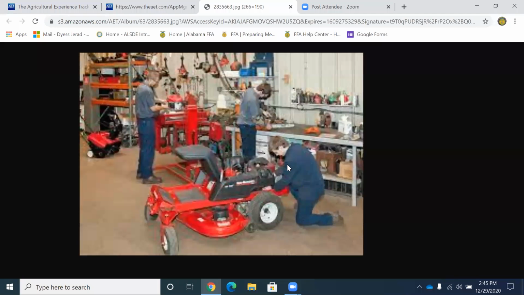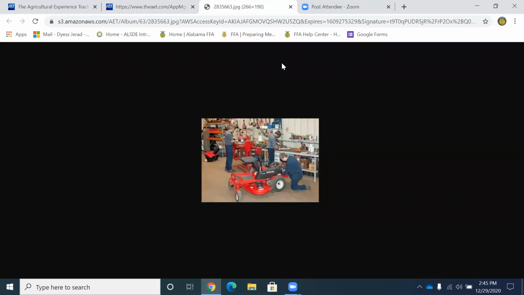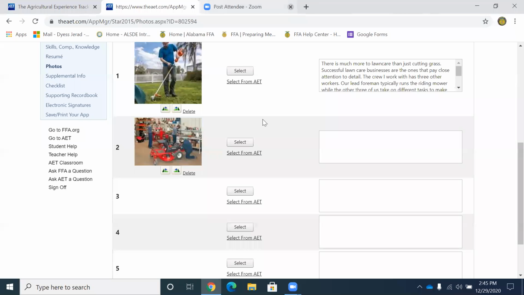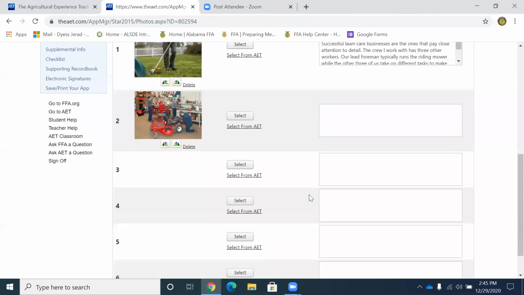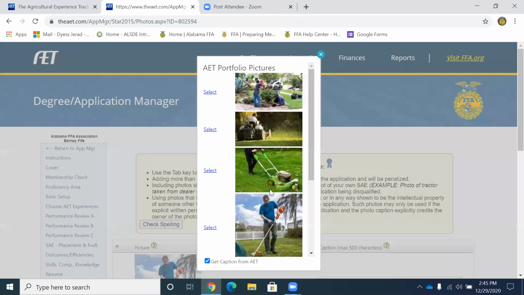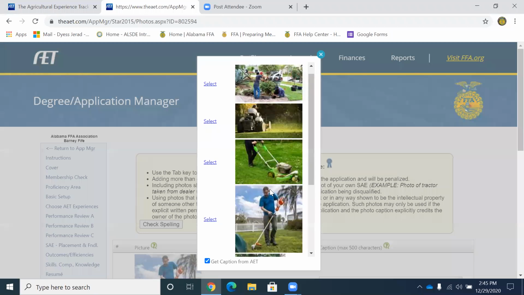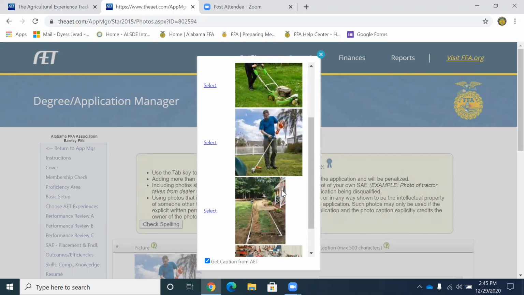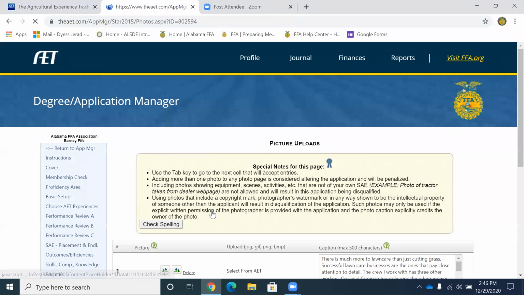Now, what do you say on that? Once again, you tie this back to your SAE so that it makes sense and tells your story. Think of the whole thing as telling your story. So let's select another one there, and let's look at one that might not be quite so good. There's the lawnmower. Here's one right here. Let's select that one.